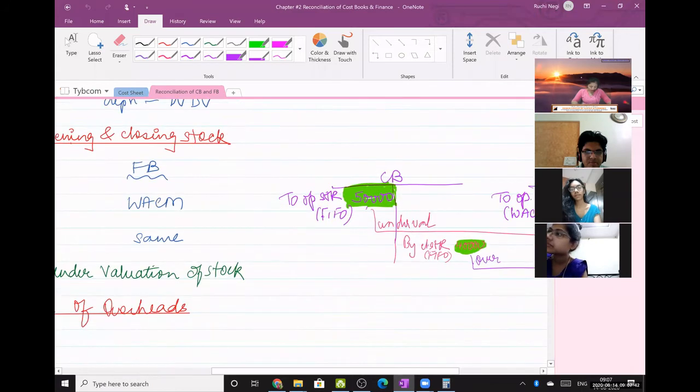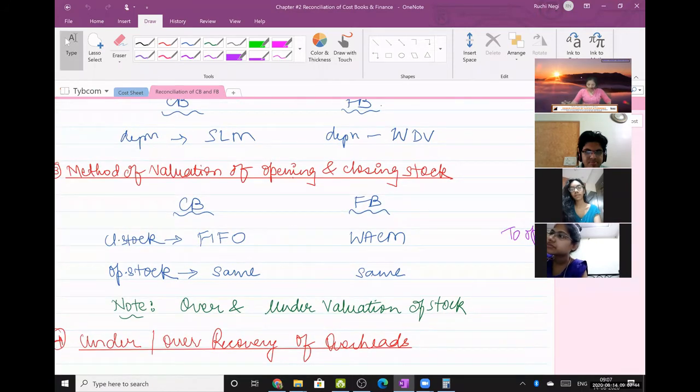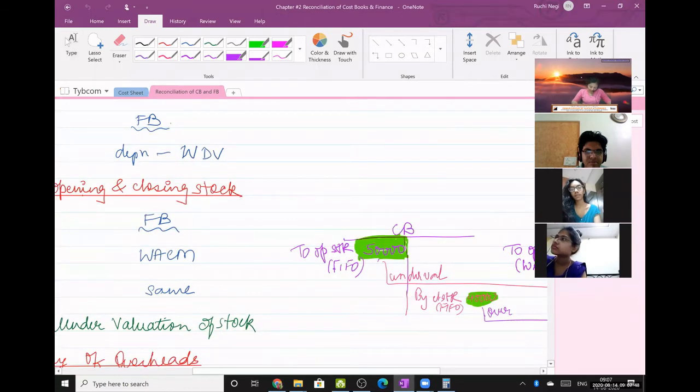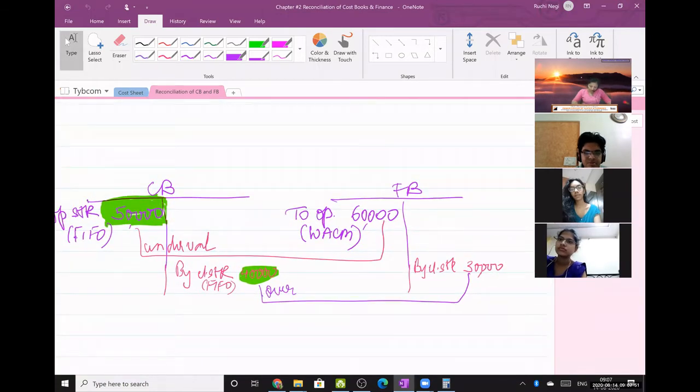Okay, to understand, कल मैंने ये भी नहीं बताया था over and under valuation of stock. What does that concept mean? Okay, so look here, this example. Look at this example.